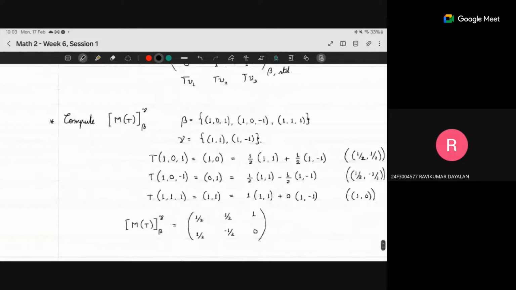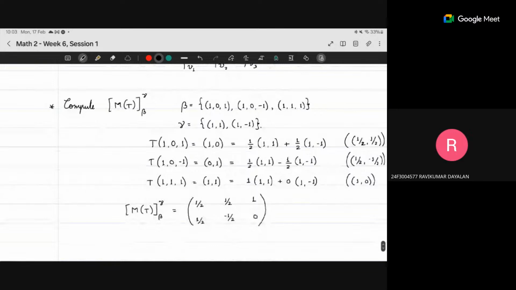But in this case, the vectors that you obtain are (1, 0), (0, 1), and (1, 1) in the three cases. But their coordinates are different. They are (1/2, 1/2), (1/2, -1/2), and (1, 0). Those coordinates are found by expressing the answer vector in terms of the given basis gamma.